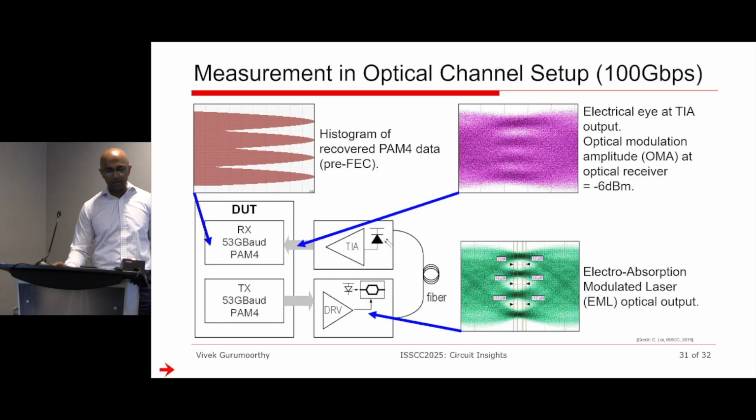Now let's put all this together. This is an example measurement with one of our 100 gigabits per second optical SerDes. We had a 53 gigabaud PAM4 signal being transmitted out from our TX, and we looked at the eye diagram at the output of the laser. You can see the laser output is measured in microwatts, and you can see we get 3 PAM4 eyes. Now that is transmitted through a fiber, and it goes through a photodiode, and we measured the eye at the TIA input.